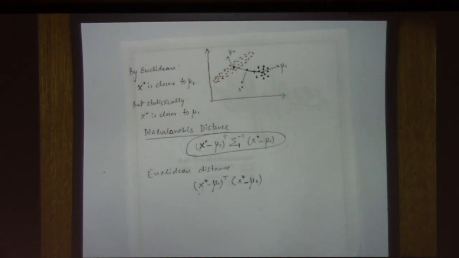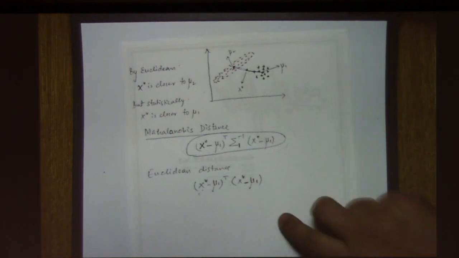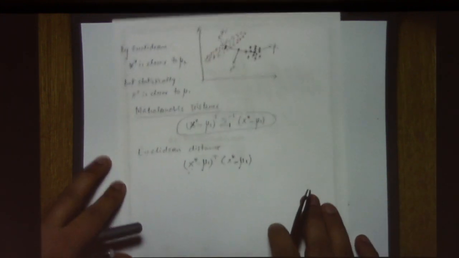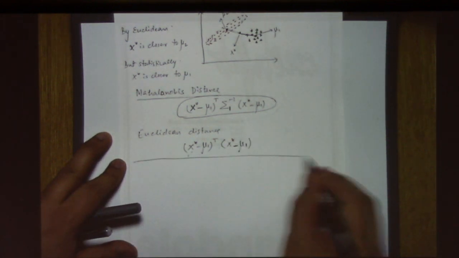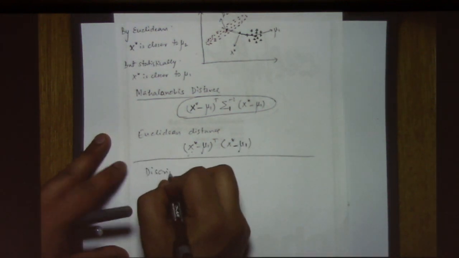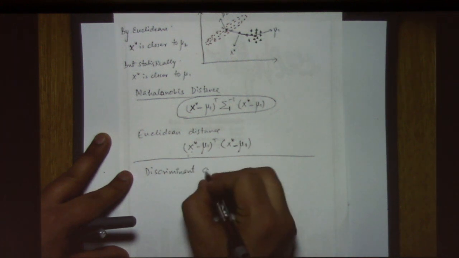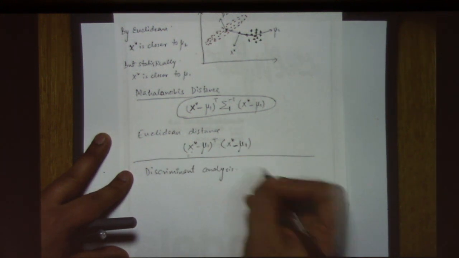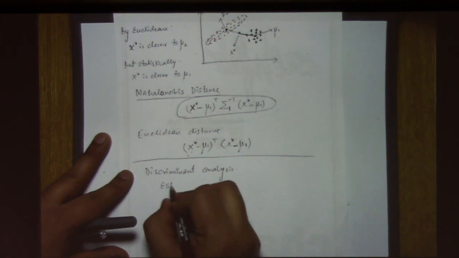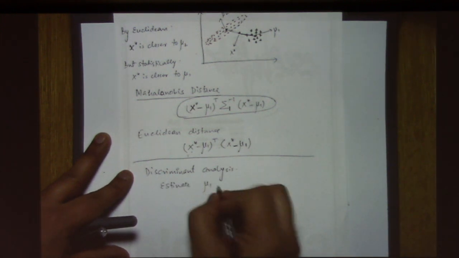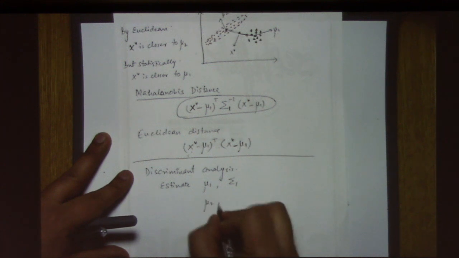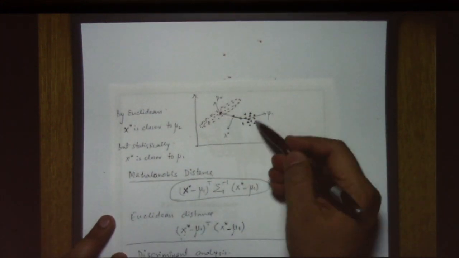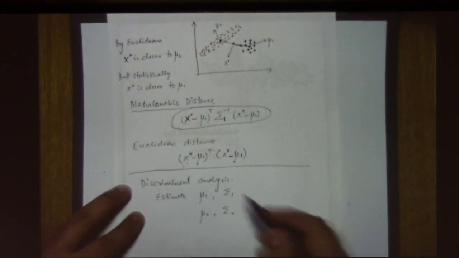In fact, there's one more thing. There are two options in creating a discriminant analysis. What you do is you estimate mu1 and sigma 1, and mu2 and sigma 2. These are the means and variances of these two distributions. And then you compute the Mahalanobis distance.